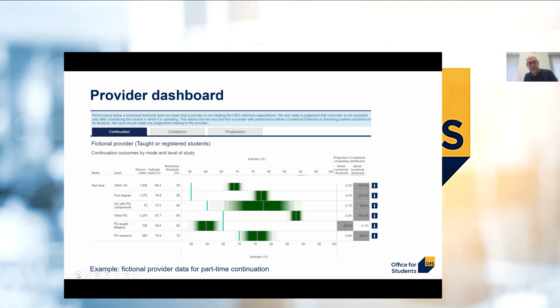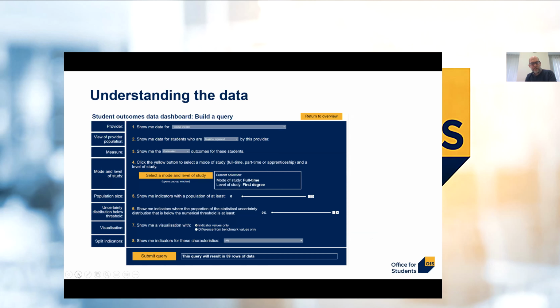This is the overview page that you get to when you first come in, but if Dawn, you can skip to the next slide. There is a build a query section, which is designed to allow you to make choices about the data that you want to be shown. So you could, for example, use this slide to select the mode and level of study that we've indicated in the prioritization category. You could look at statistical uncertainty, population size, and step 8 shows you the split indicators.